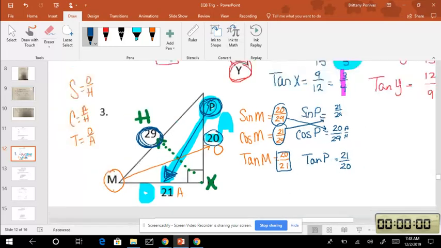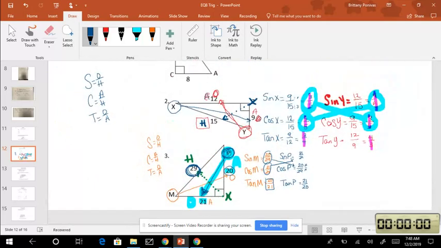So on page 65 on that handout, that's number 2 and number 3. So make sure you have everything filled out to get full credit for your notes.